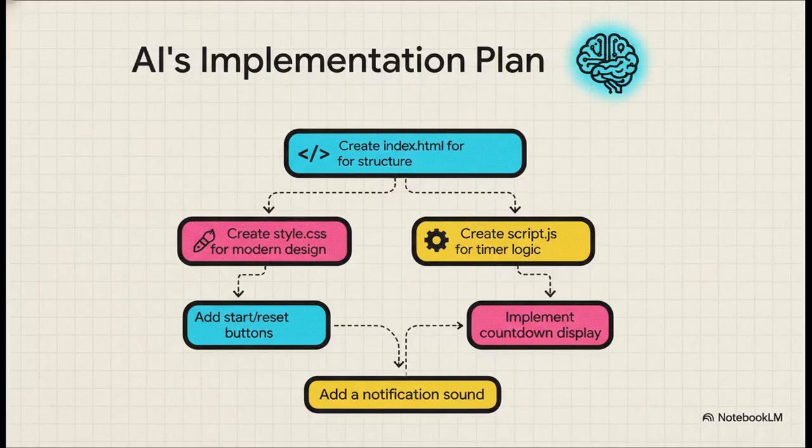Now, here's what's so cool. The AI doesn't just start throwing code at the wall. The very first thing it does is create a plan, just like a good human developer would. It breaks down the request into logical steps: create the HTML file for the page structure, the CSS for the styling, and the JavaScript for all the timer logic. It actually thinks before it acts.